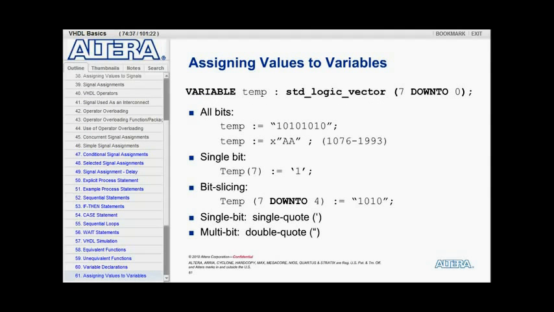Everything about the way variables are used and declared is very similar to signals, except the keyword is variable, the operator is the colon equal, and the behavior is different. Again, signals are updated at the end of the process. Variables are updated immediately. But like signals, you can do bus assignments to them. You can pick off single bits to make assignments, and you can do bit slicing.